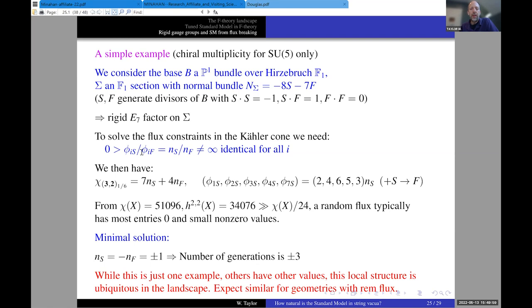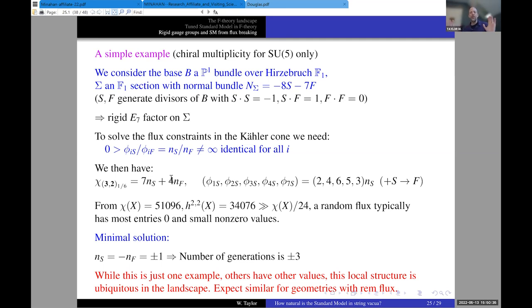And we can then compute the chiral index, which is 7 times one integer plus 4 times another integer. And then we note by the tadpole condition that the number of possible directions in H22 is much bigger than chi over 24, which means that typically in any given direction, the flux will either be 0 or some small non-zero value. So there's kind of a minimal solution to the equations that allow us to get a good construction, which is that one of these numbers n is 1 and one is minus 1. And when we turn those numbers on, we exactly get 3 generations.